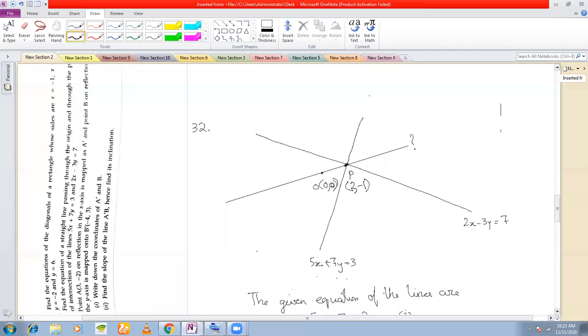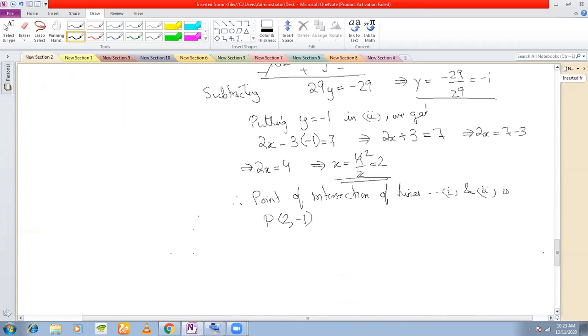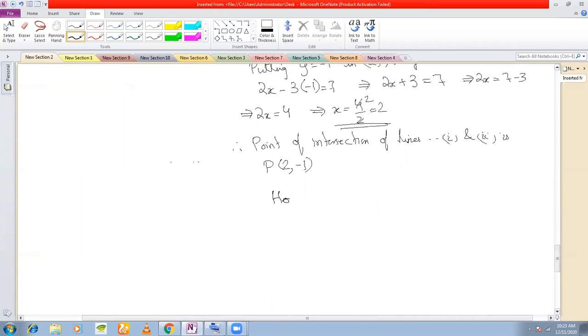So what should be the equation of this line? You know 2 points on the line. O is a point on the line, and P is a point on the line. Therefore, you can find the equation of this line by the two-point form. That's it. So here O is (0,0) and P is (2, minus 1).